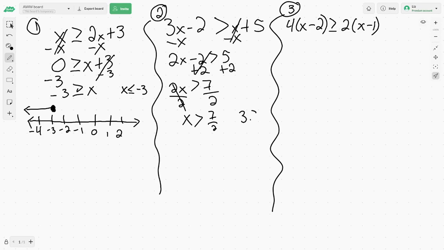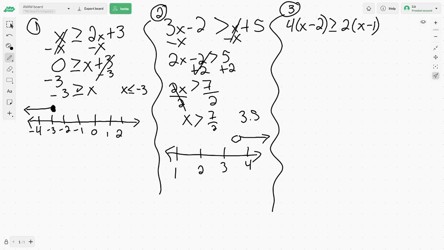7 halves is the same as 3.5, right? So I have my number line here. I'm going to do 4, 3, 2, and 1. So 3.5 is probably about right here. Open circle because it's not including the number. And x is greater than. So I want all the bigger numbers. So there's my answer for number 2.